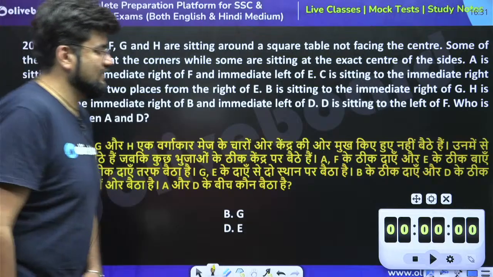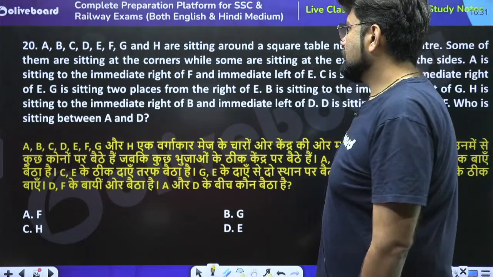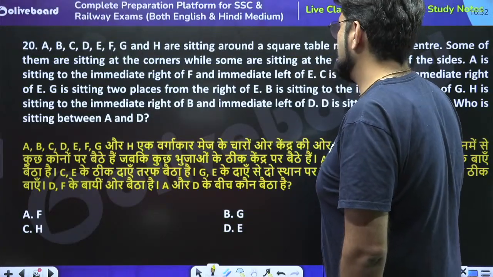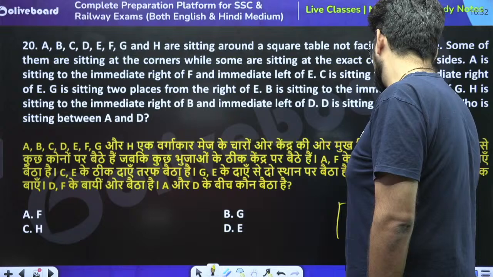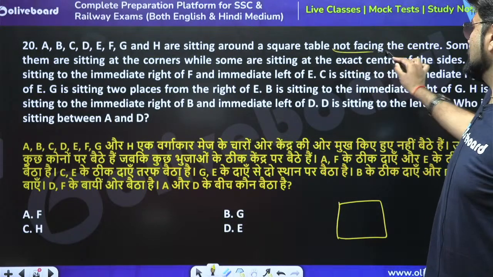Okay, what about this one? So, 3, 3, 6 to 8. 8 people are sitting at a square table, not facing the center. Be careful.